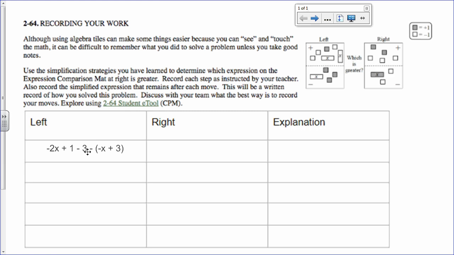So the first thing we're always going to do is write down our original expressions. On the left-hand side, we have 2 negative tiles at the top, 1 positive, 3 negative, and the bottom will be the opposite of negative x plus 3. On the right-hand side, we have 2 minus 3, and then minus x minus 2. So the explanation for this is that was our original expression.